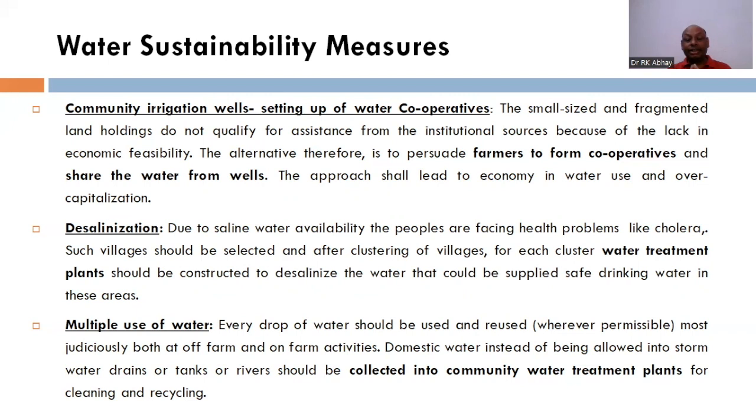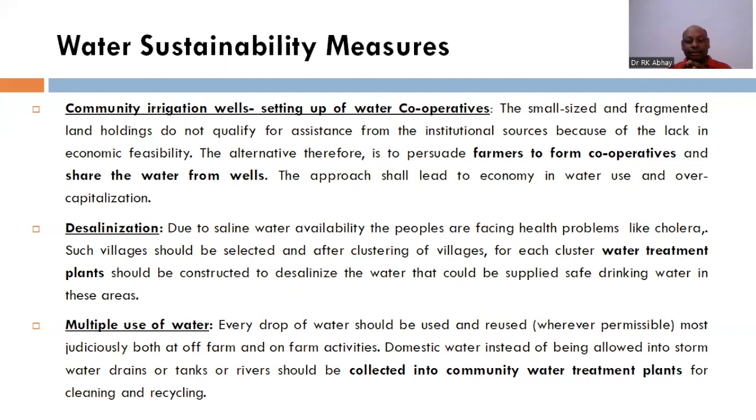Salinization is another emerging challenge, and it has lots of health consequences like cholera. So water treatment plants should be there in rural areas. One water treatment plant for 5 or 6 villages can be sufficient to provide safe drinking water in these areas.